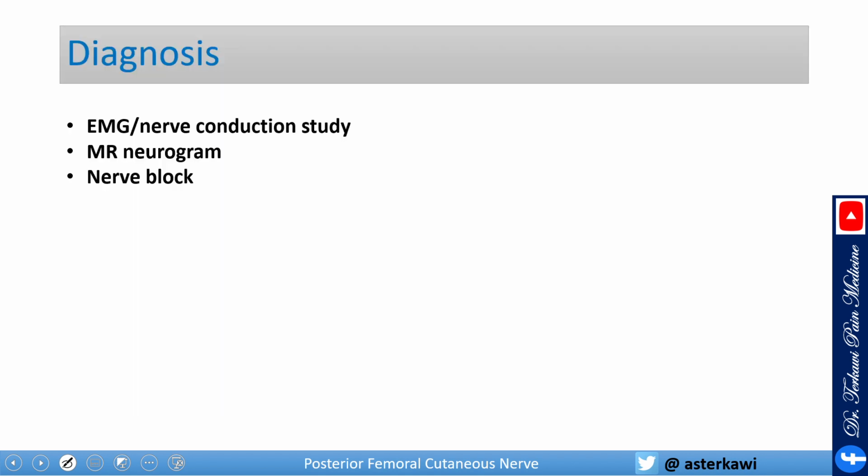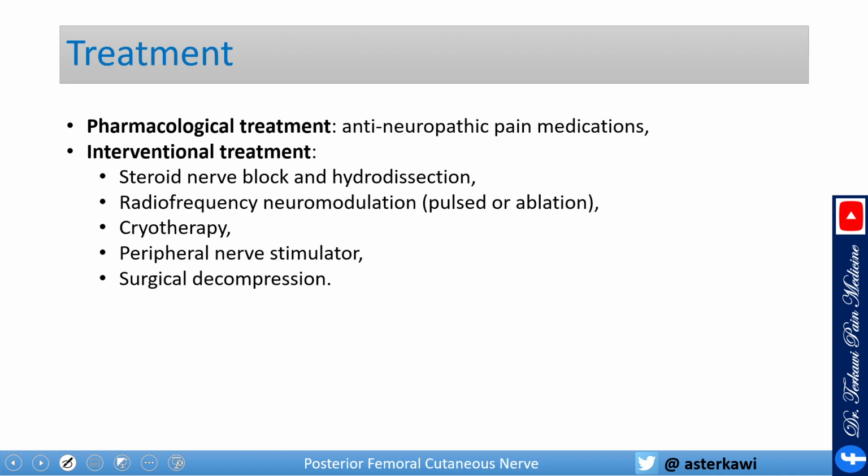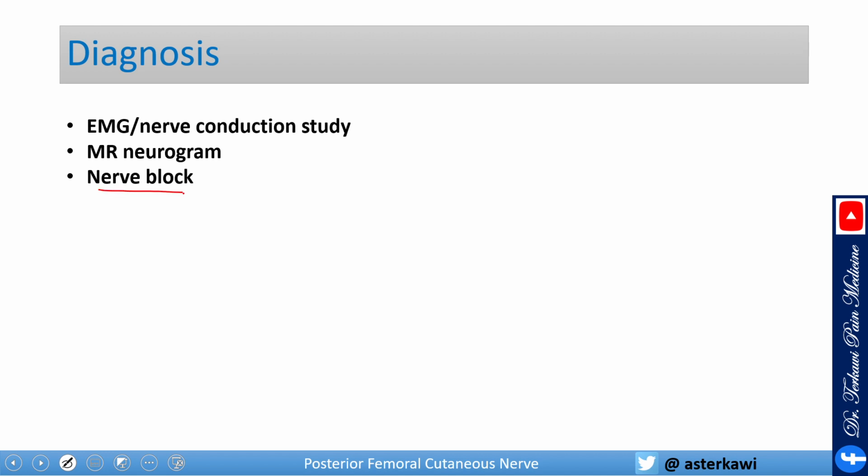Okay, so how do we diagnose this? You probably can do EMG or nerve conduction study, but this is a small nerve, so this can be inconclusive and not a very specific test. You can also do MR neurogram, but again, this is a small nerve, so it might be missed, although it can be seen. I think the best diagnostic test is just to do a nerve block and see if that will take care of the pain.